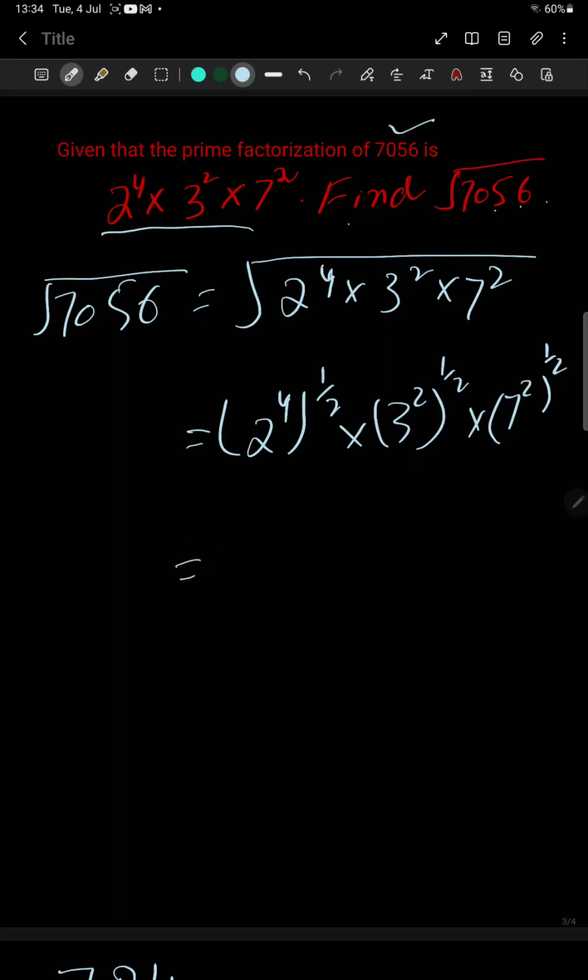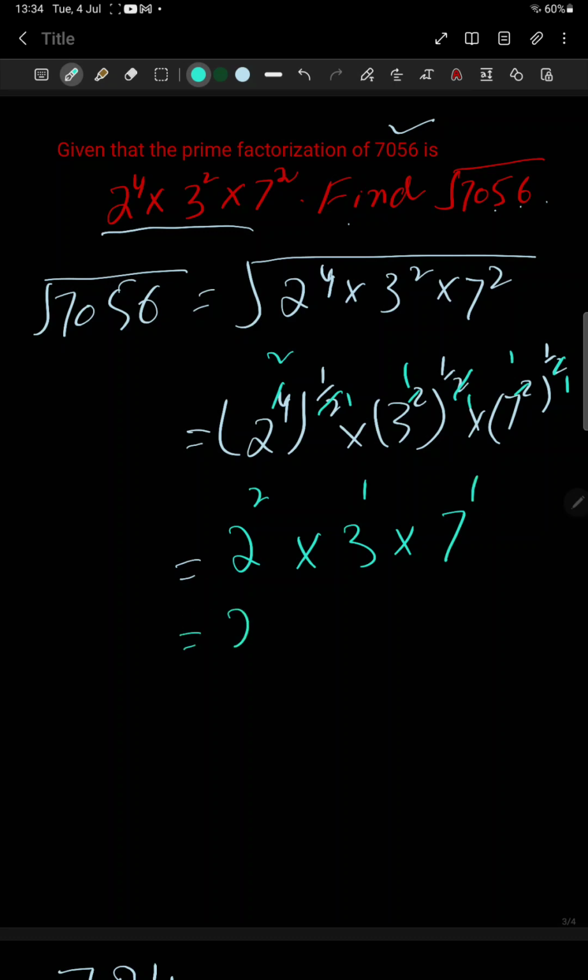Now we know that 2 1s are 2, 2 2s are 4. So finally it is 2 raised to power 2. 2 1s are 2. Finally it is 3 raised to power 1. 2 1s are 2. Finally it is 7 raised to power 1.